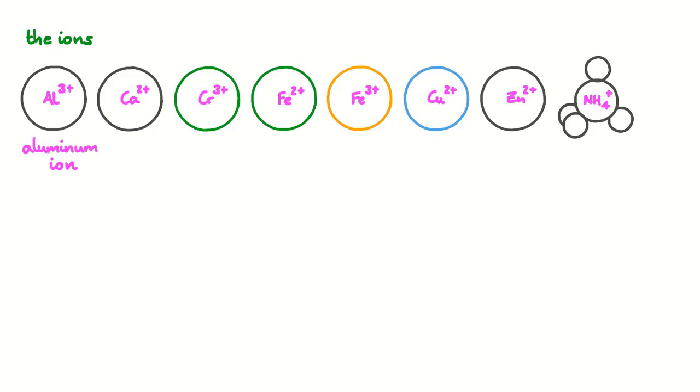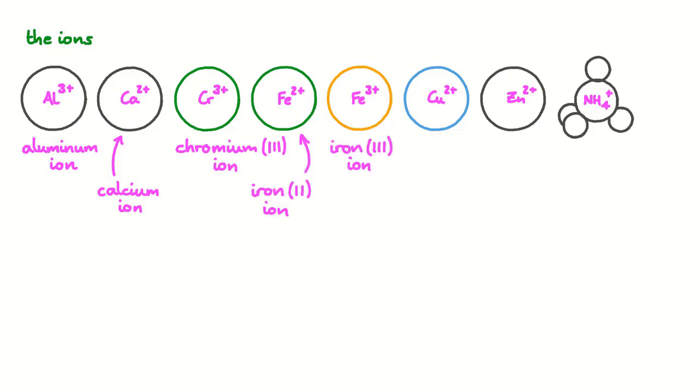First, we have the aluminum ion with a charge of 3+. Next, we have the calcium ion with a charge of 2+. Then there's the chromium 3 ion with a charge of 3+. And two different types of iron, iron 2 and iron 3, with charges of 2+ and 3+ respectively. Next, the copper 2 ion with a charge of 2+. And the last of our metal cations, zinc 2+. We'll also look at the ammonium ion, NH4+.